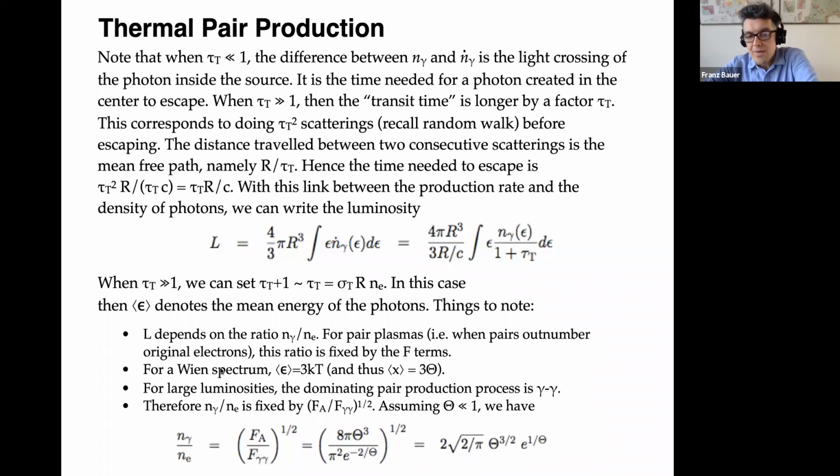Then another thing, if we have a Wien spectrum, the average energy here is going to be 3 kT. And so we will know this more or less. And so when we have very, very large luminosities, the pair production process that typically dominates is the photon-photon.